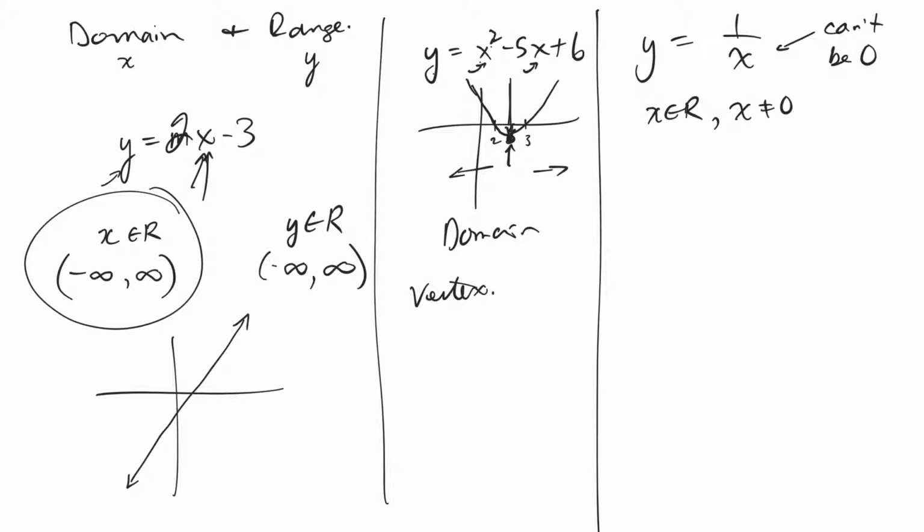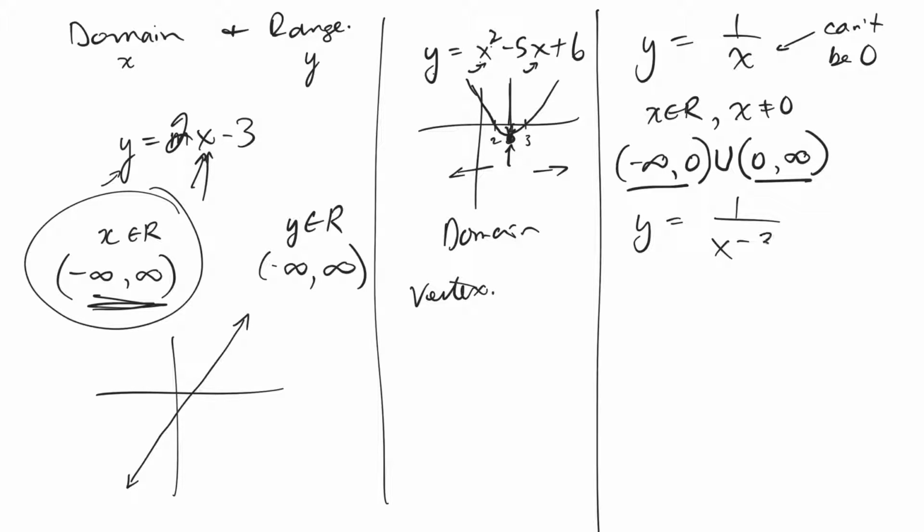Another way you could say that using this kind of notation is you can go from negative infinity all the way up to 0, not including 0, and you can go from 0 all the way up to positive infinity, but again, you can't include the 0. And you say it's a union of those two domains. So from negative infinity up to 0 but not including, and from 0 not including all the way to positive infinity.